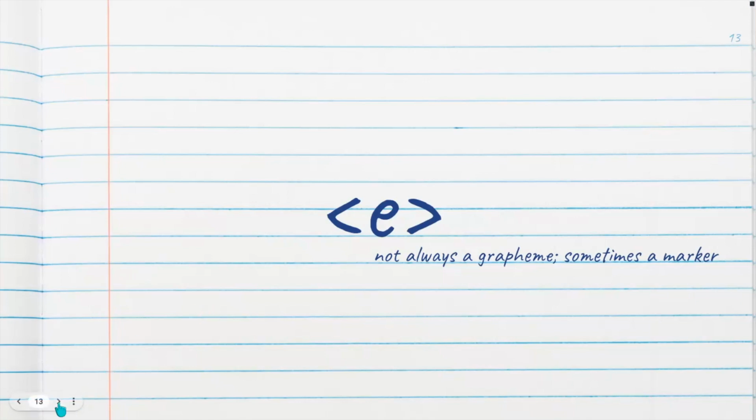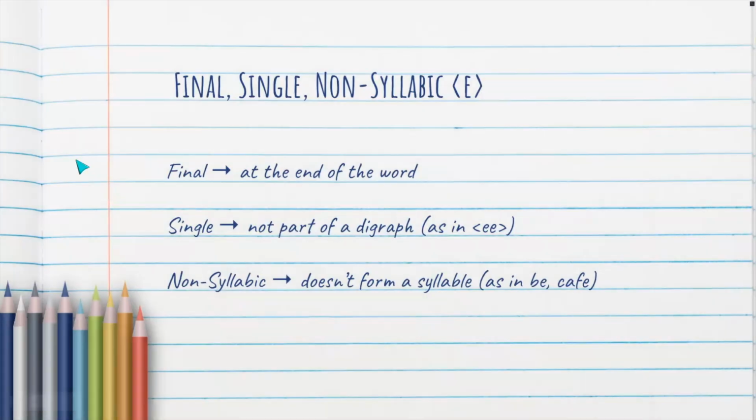So today we're talking about final single non-syllabic E. This final single non-syllabic E is referred to as this because it's final. It's at the end of the word. It's single, not like looking for a date, but single in the sense that it is not part of a digraph. And it's non-syllabic because it's not forming a syllable.